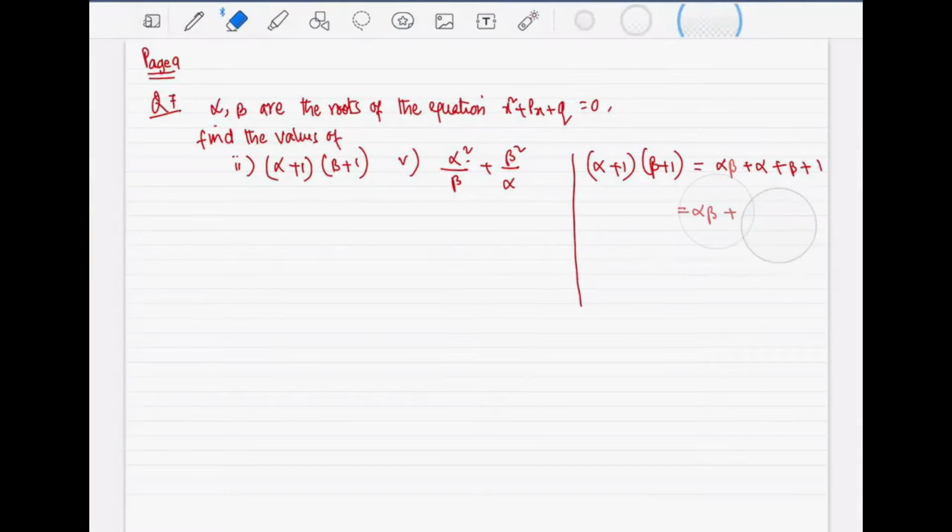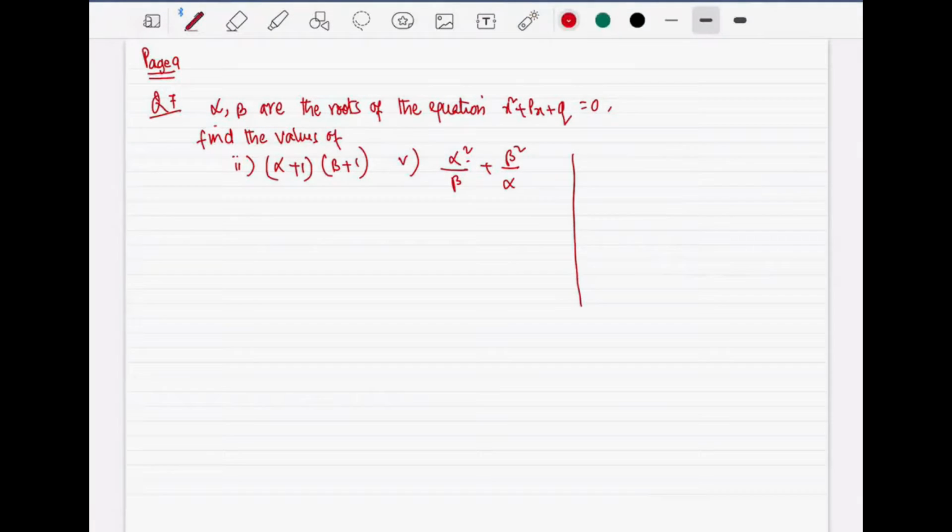First of all, we need to find out what a, b, and c are from this equation right here. And then we will find the sum of the roots and the product of the roots. Solution. This part is common for both equations. From the equation x squared plus bx plus q is equal to 0, what is a? a is 1. b is p. c is q.